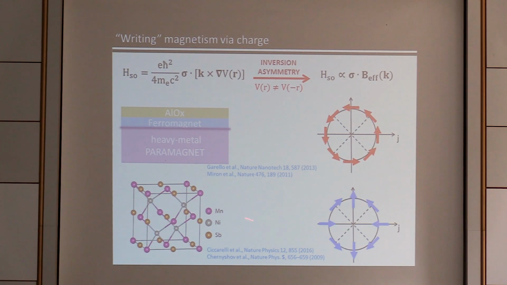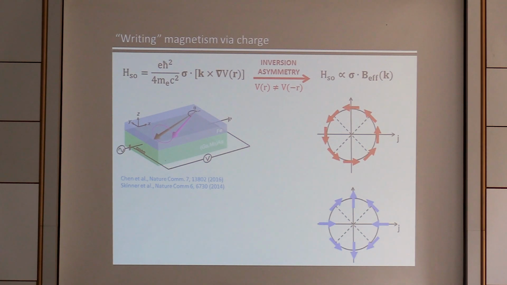However, in the past years, we've dedicated quite a bit of work to another system, which is a ferromagnetic crystal, in which the symmetry is broken within the unit cell of the ferromagnet. And we have recently demonstrated that spin-orbit fields with Dresselhaus symmetries can be measured up to room temperature in nickel manganese antimonide.